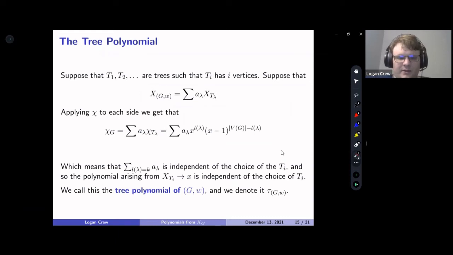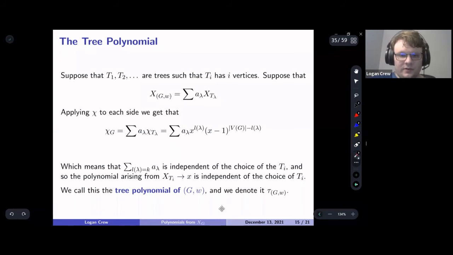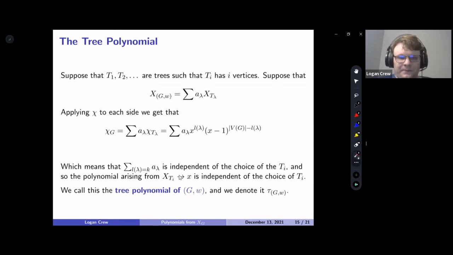So in particular, if we take the polynomial arising from expanding in this tree basis and setting the x_{t_i} to x, that sum of coefficients will be independent of the choice of tree. So we can well-definedly call this the tree polynomial of a vertex-weighted graph and denote it by tau.